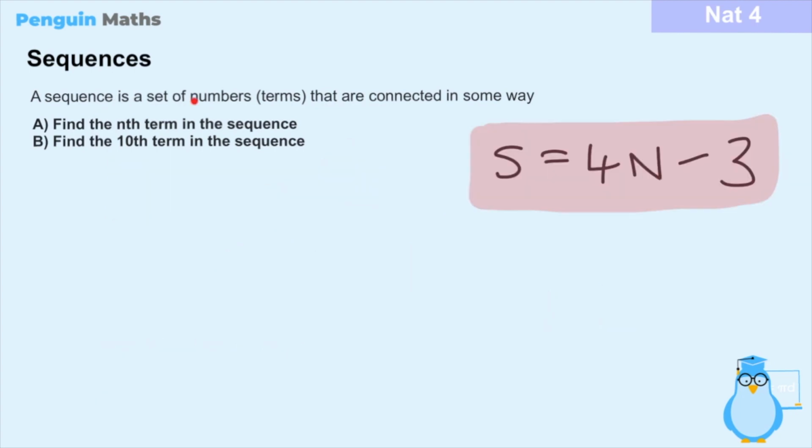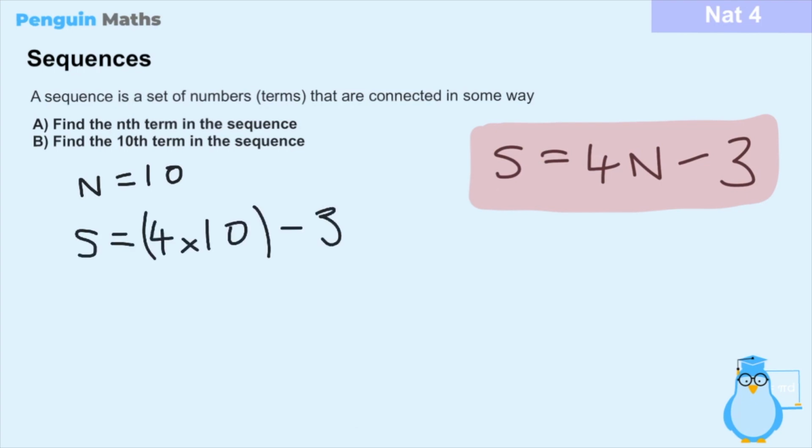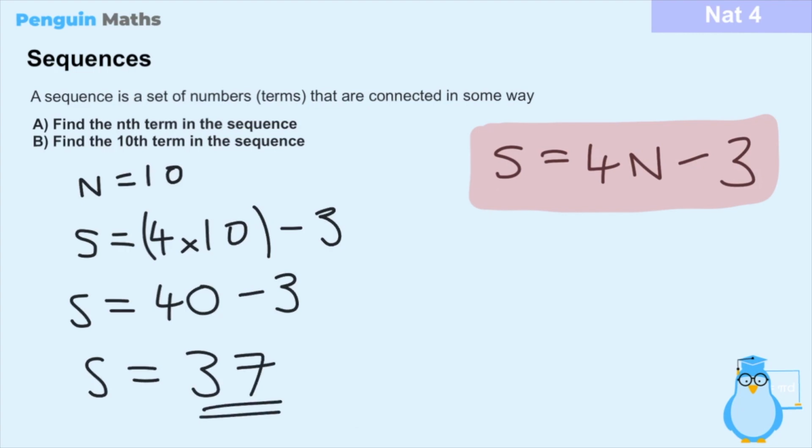So that now means that we've solved part A and said that for any nth term, s is equal to 4n minus 3. Now for part B, we've been asked to find out the 10th term in that sequence, and all that means is n is equal to 10. And if n is equal to 10, we can put that into our equation for the sequence, and we can say that s is equal to 4 times 10 minus 3, and 4 times 10 is equal to 40 minus 3, and then 40 minus 3 just gives us an answer of 37. So that means that the 10th term in that sequence is equal to 37.